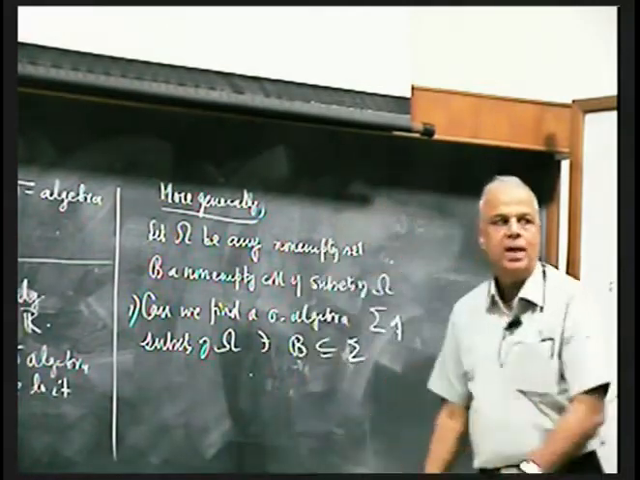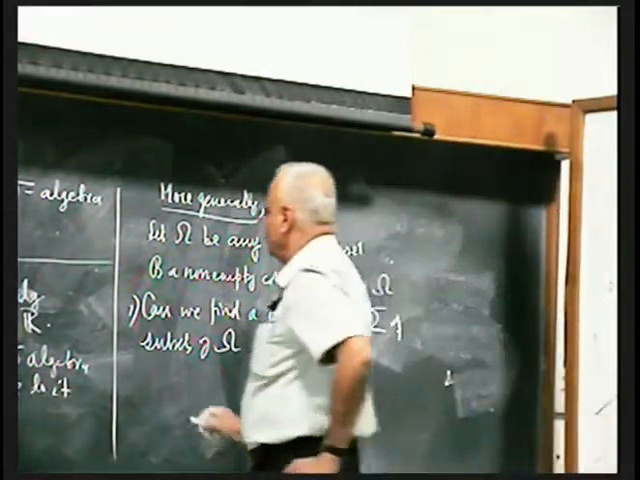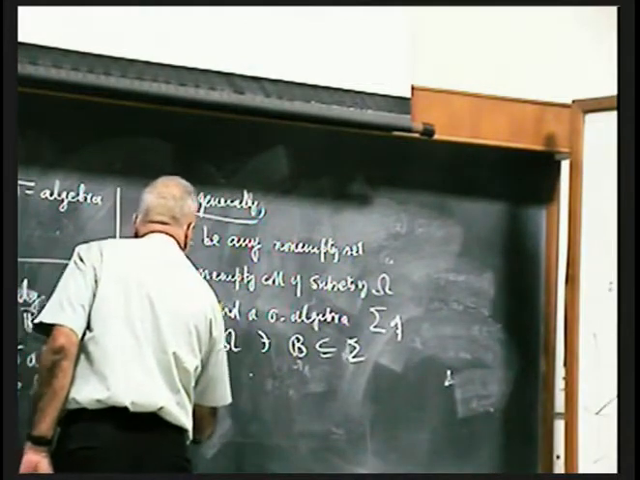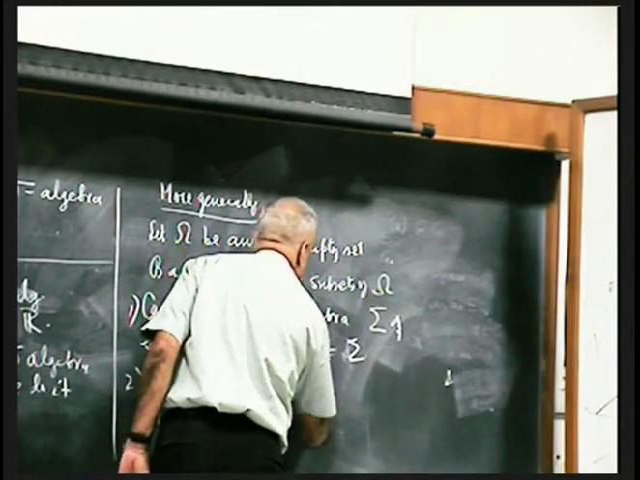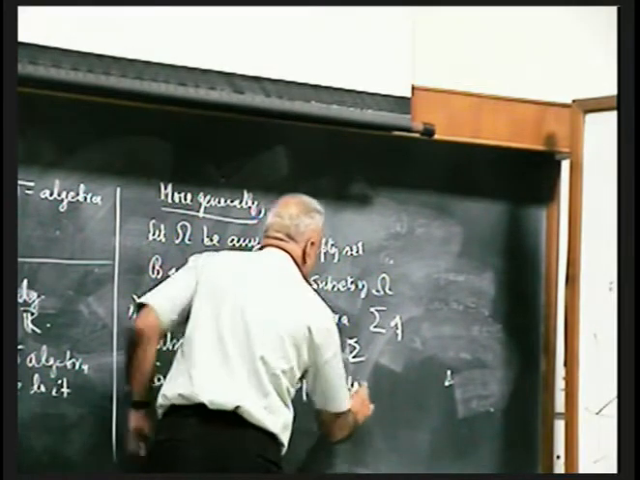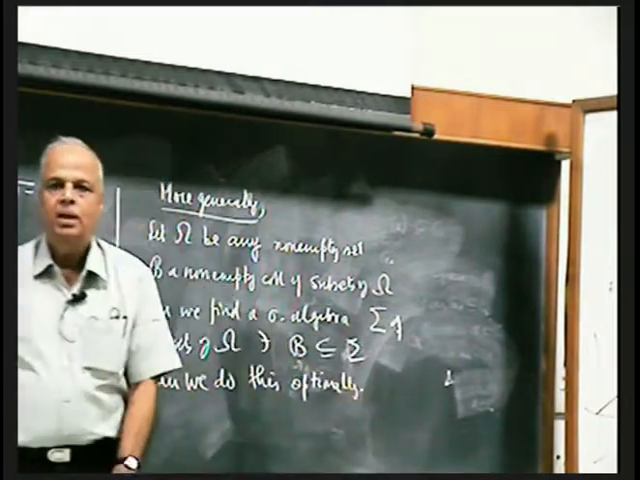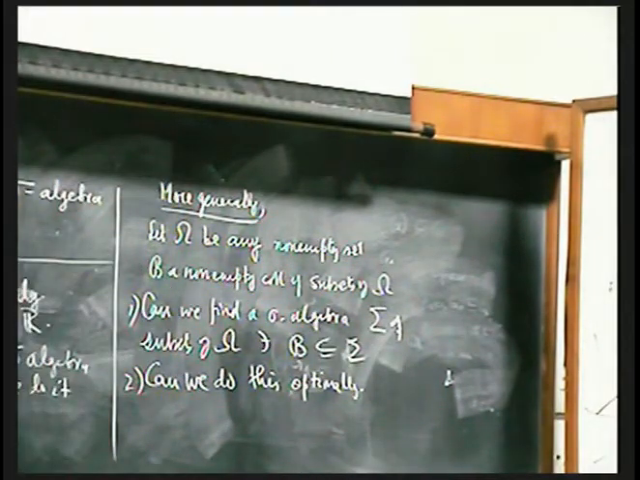I have embedded it in a sigma algebra. Question 2: can we do this optimally? What do I mean? This must be as small as possible. The first question is easy. Take all subsets of Ω, that is 2 to the Ω, that is a sigma algebra, because everything is there. So whatever you do, it will also be there. So there is already a huge sigma algebra which is encompassing everything.